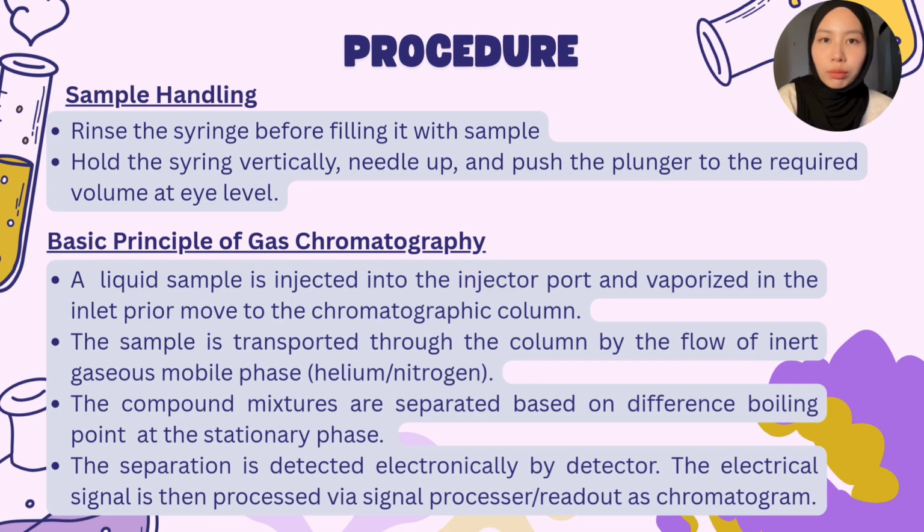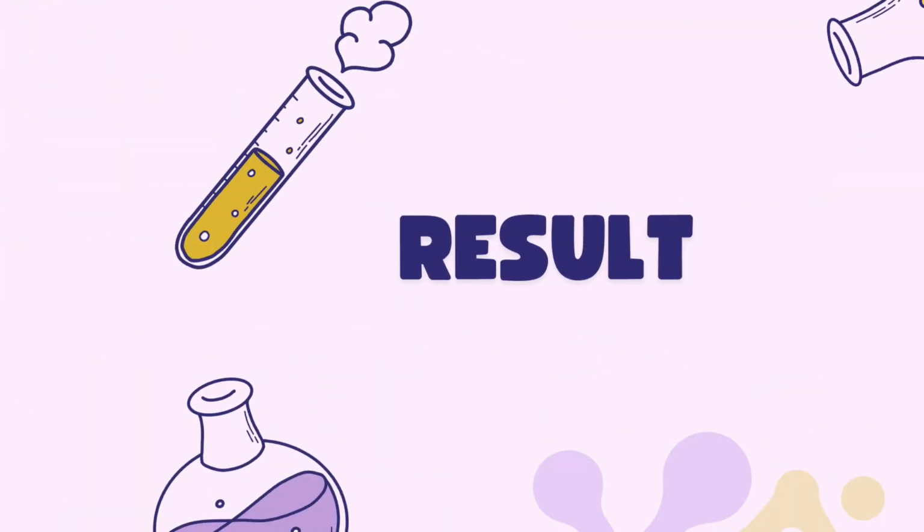Imagine a race where some runners get distracted by a water station while others run straight through. The ones who don't stop reach the finish line first. Finally, the detector picks up these separated runners and generates the chromatogram that you see on the screen. This allows us to take a complex mixture and identify every single ingredient within it.